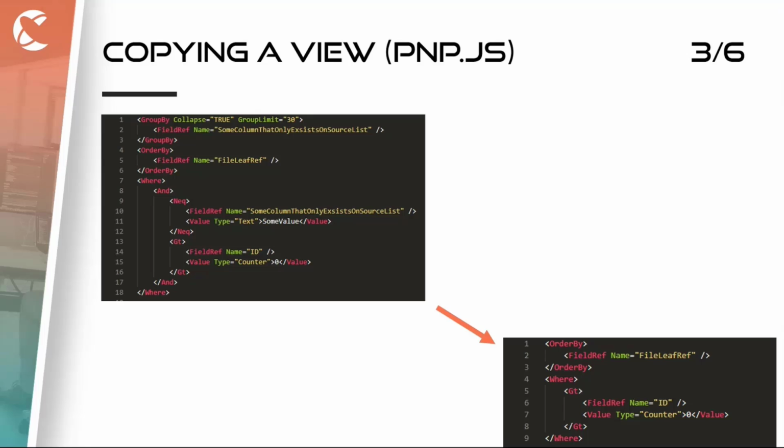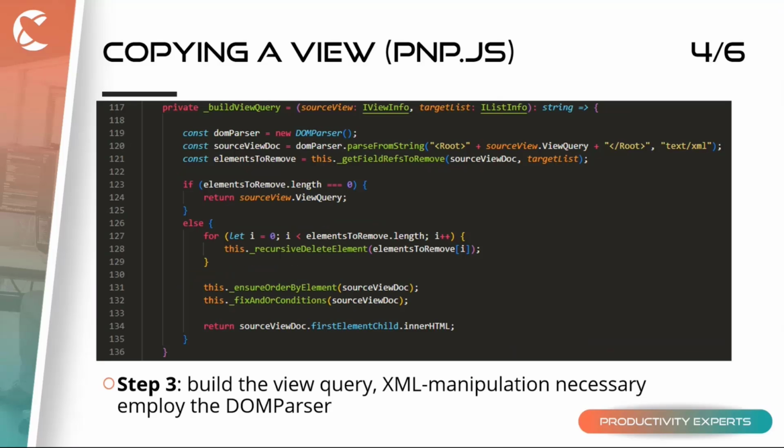The eventual view query that we use needs to be cleaned up, and field references need to be removed, etc. So how can we do that? I used the DOM parser for it. I looked into a lot of options.